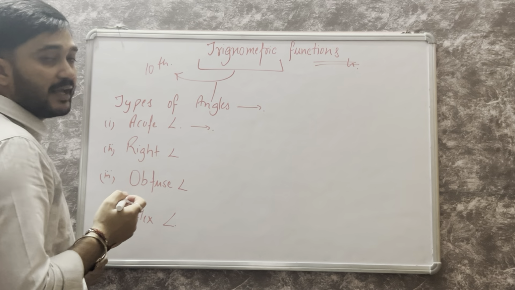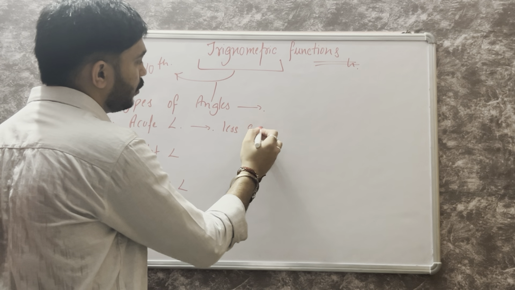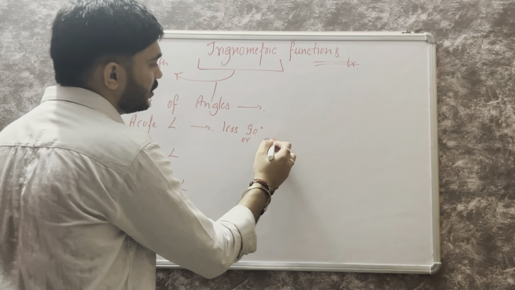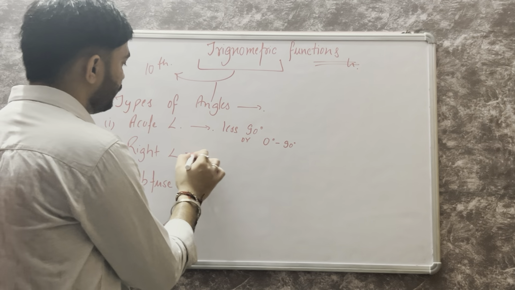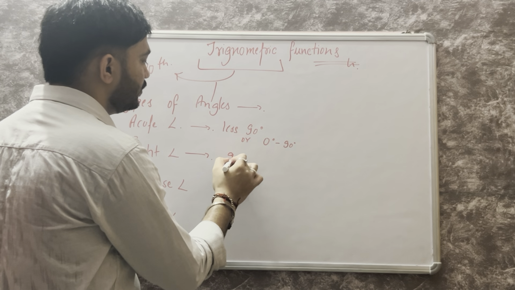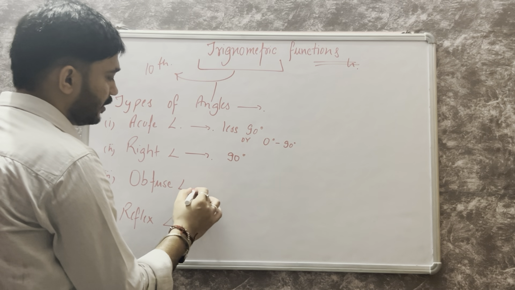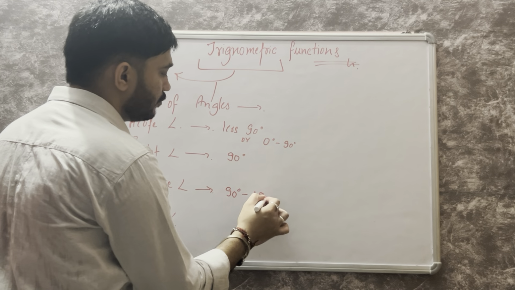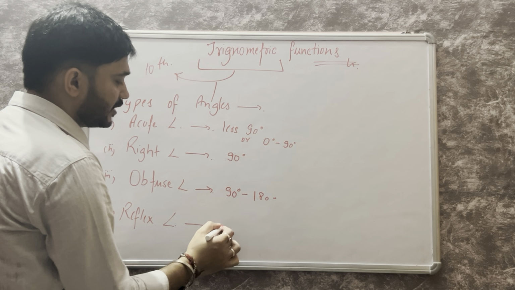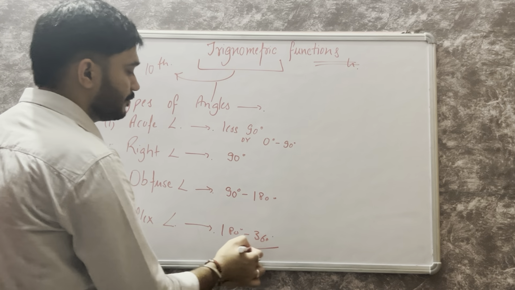Acute angle is an angle which is less than 90 degree, or we can say that any angle between 0 degree to 90 degree is known as acute angle. What is right angle? Angle whose measure is 90 degree. What is obtuse angle? Whose measure is in between 90 to 180 degree, and reflex angle whose measure is 180 degree to 360 degree.